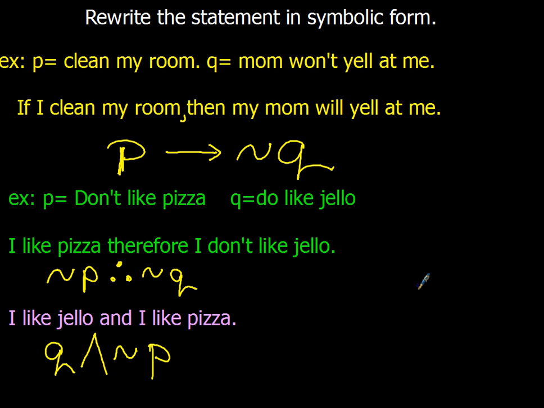The next example, P equals don't like pizza, Q is do like Jello. I like pizza, which is the opposite of what was stated for P, so I put not P. Therefore, so I put three dots because that's the symbol for therefore, I don't like Jello, which again is the opposite of Q. It doesn't matter what's here, if it's not or whatever, we're looking in relationship to what Q previously was. Last one, I like Jello and I like pizza. So I like Jello, that was the Q piece, and the symbol was the little mountain, and then I like pizza, which is the opposite of P.